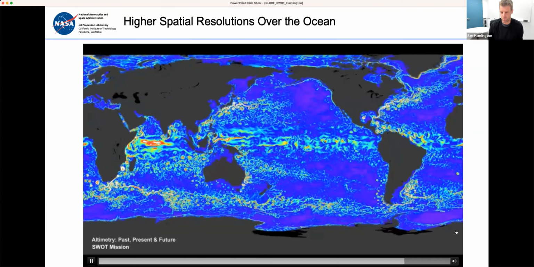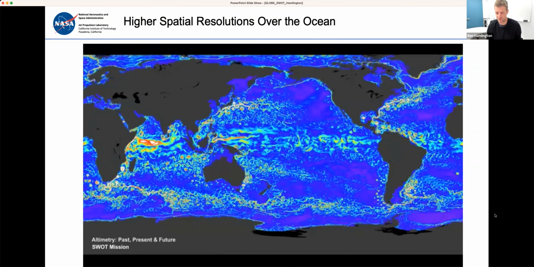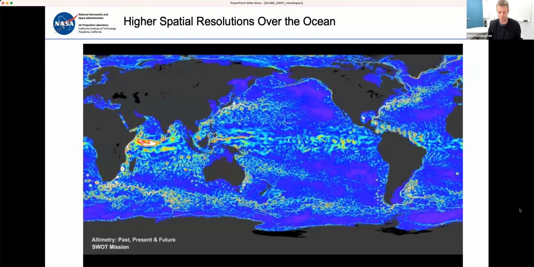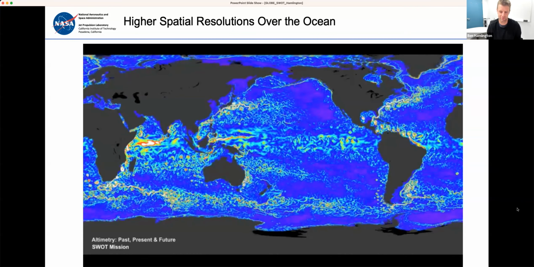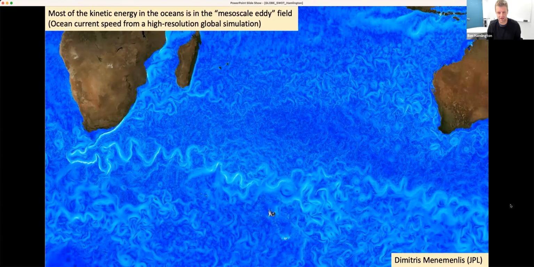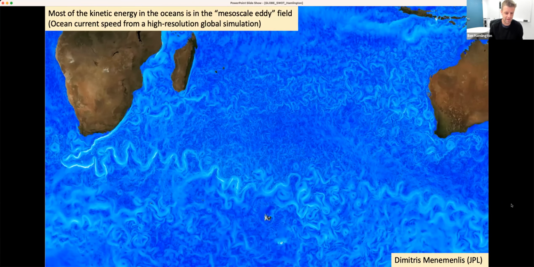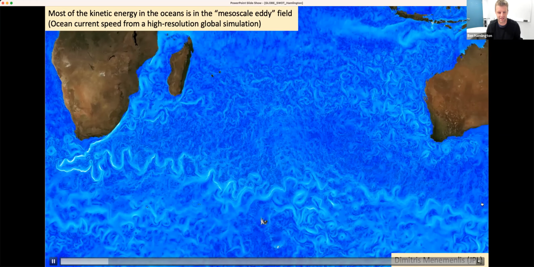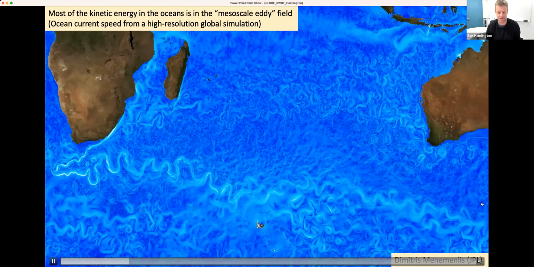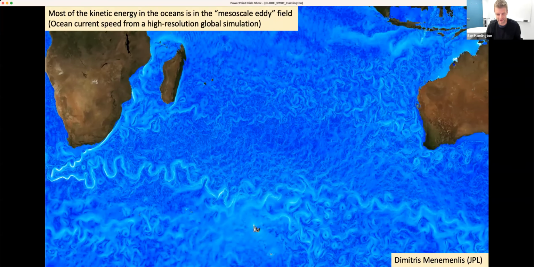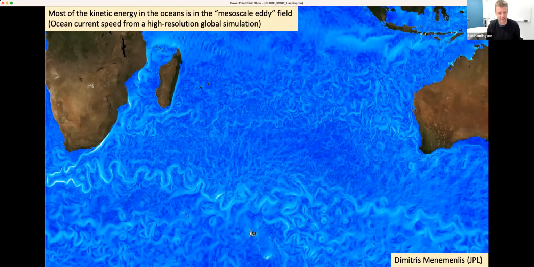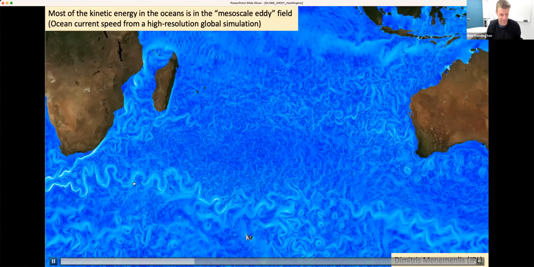We get this question a lot. Why are these small scale features important, right? So it's great that we are observing something that we haven't observed before, but why does that really matter? There's a lot of reasons that it matters. Here's another way of showing these smaller scale features. Again, this is simulated data using something called ECCO, but you can get these high resolution features that are happening.